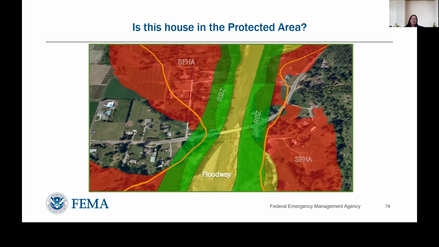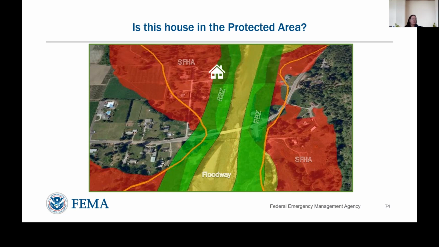So let's think about this. Let's take a hypothetical house, this little house here. Do you think that this house is located in the protected area? I'm just going to give us a little minute for you to think about it, based on what I showed you before as far as the locations of the floodway, the riparian buffer zone, and the channel migration zone.